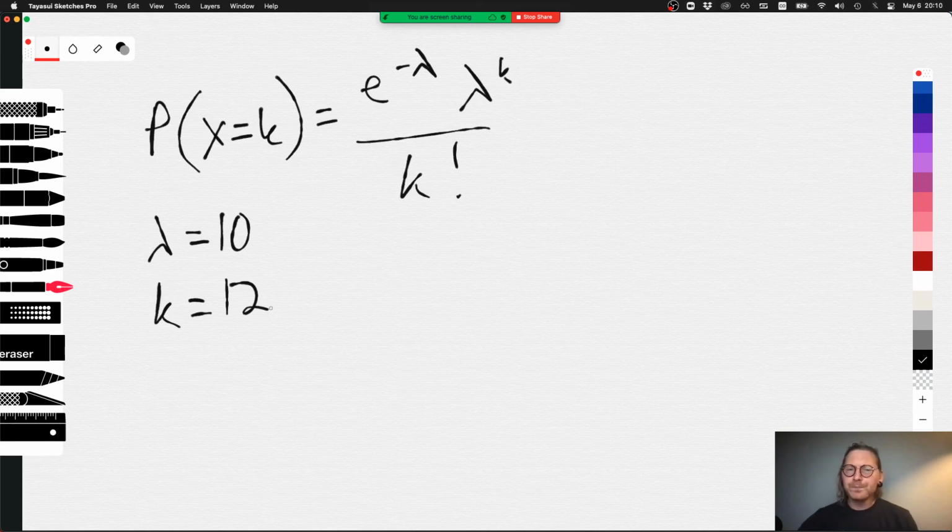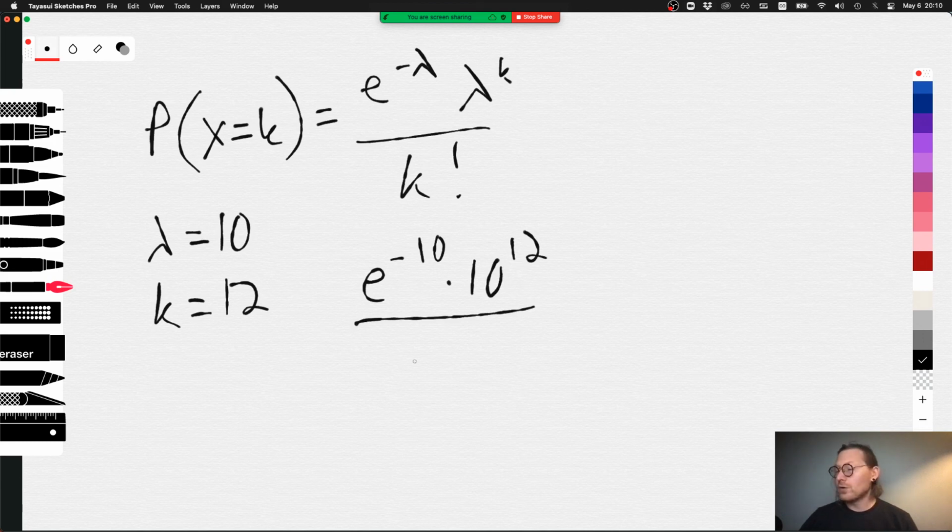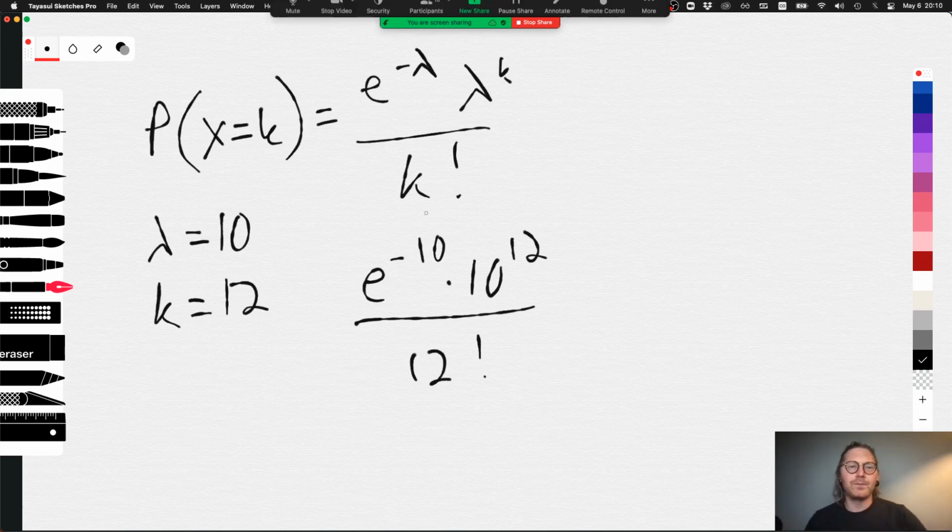And so what we can do, we can just plug in values if we want. We can say this is e to the negative 10 multiplied by 10 to the 12th power over 12 factorial. So we could do that with a calculator. We have Python, so why don't we do that instead?